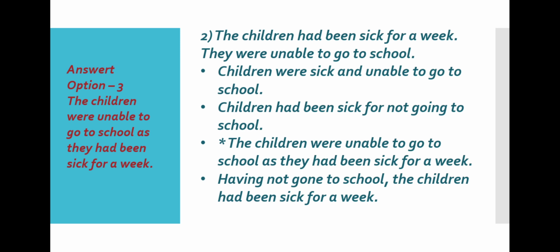Third option: children were unable to go to school as they had been sick for a week. And the last option is having not gone to school, the children had been sick. Again, for not going to school, children cannot be sick, so it's also a wrong option. The only correct option is the children were unable to go to school as they had been sick for a week. That is the third option. Third option is the correct option.